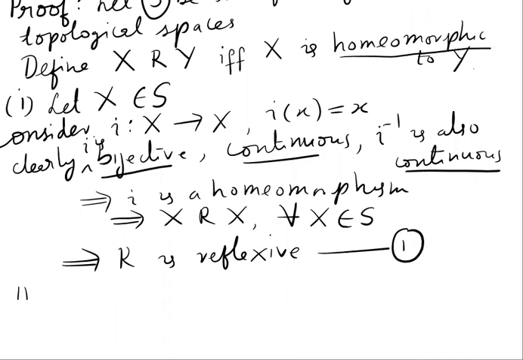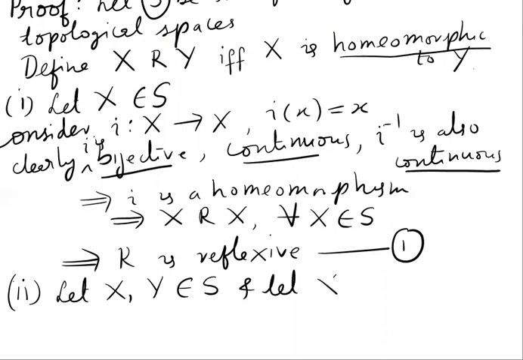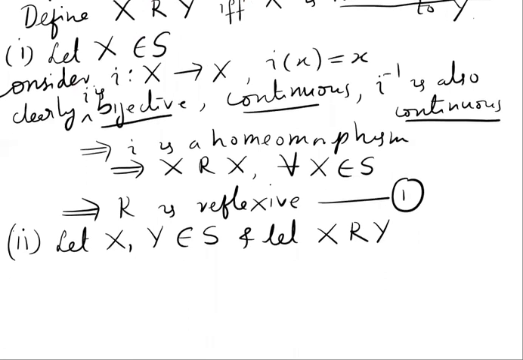Next, what do we have to prove? Second, we have to prove it is symmetric. To prove it is symmetric, how many elements do we have to take from S? I need to take two elements. Let me take two elements x, y belonging to S, and let X be related to Y. What is the definition? X related to Y implies X is homeomorphic to Y, correct?